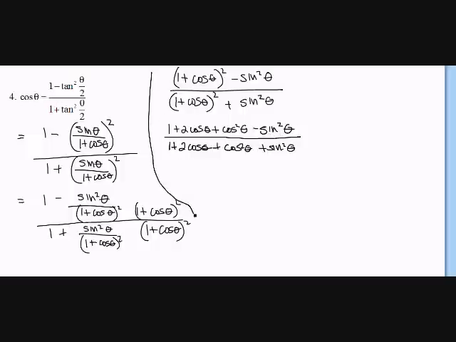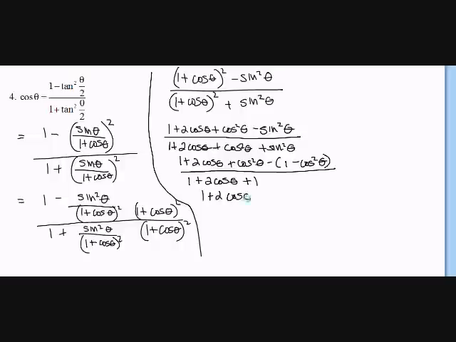So let's just draw a little line here. So I get 1 plus 2 cosine theta plus cosine squared theta minus 1 minus cosine squared theta all over, these two become 1, so I get 1 plus 2 cosine theta plus 1. So let's distribute the negative, so I get 1 plus 2 cosine theta plus cosine squared theta minus 1 plus cosine squared theta all over 2 plus 2 cosine theta. So these two ones cancel, and these two together make 2 cosine theta.